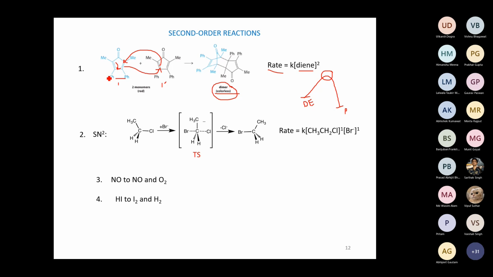Clear? Two monomers, or two molecules of dienes, are involved in the transition state. So you need to do additional experiments to know the nature of the transition state. Even from the rate law, if you know that two molecules are coming together in the transition state, then you can speculate and draw a structure. This might be the possible transition state. That is the main thing.